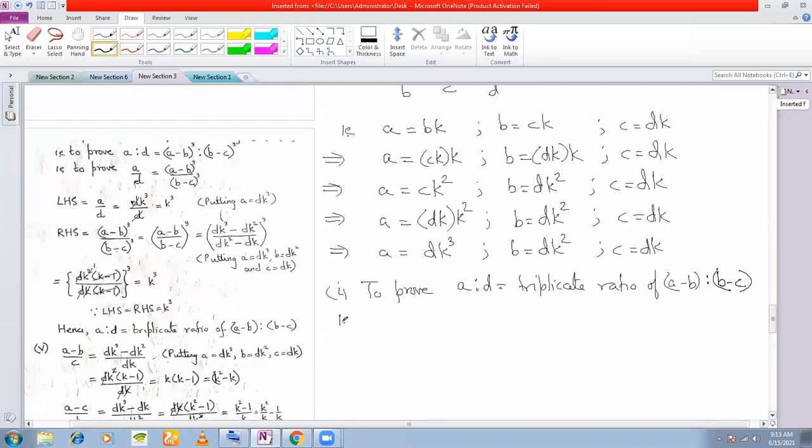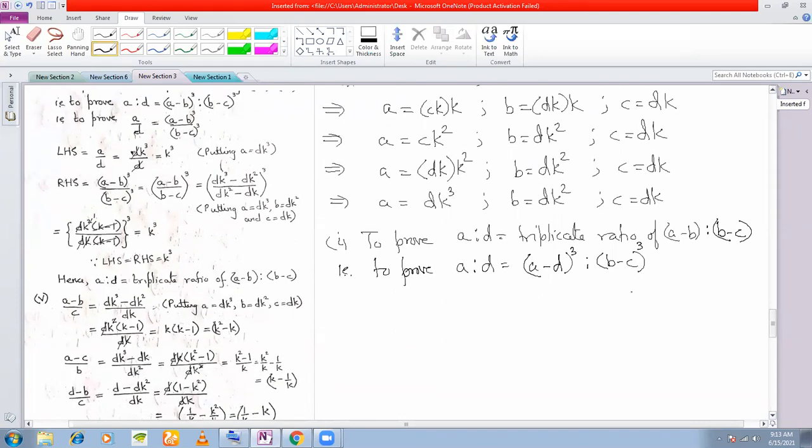That is to prove A is to D. And what is the triplicate ratio of A minus B is to B minus C? It is A minus D whole cube is to B minus C whole cube. This I told you the definition of triplicate ratio in the beginning. So this is what ultimately you have to prove.